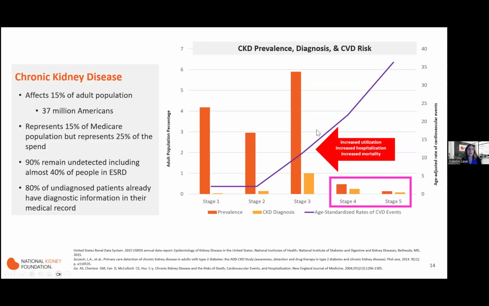And so this purple line, again, shows that risk of cardiovascular events as kidney disease progresses. And you can see that that starts to rise well before someone is in stage 5 kidney disease where they need dialysis or a transplant.